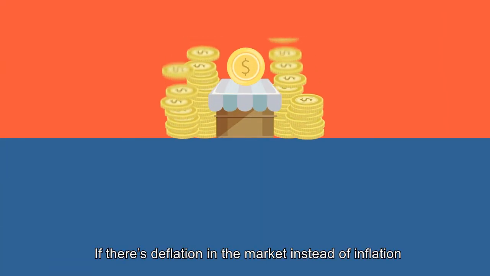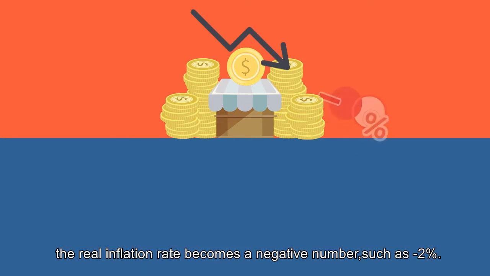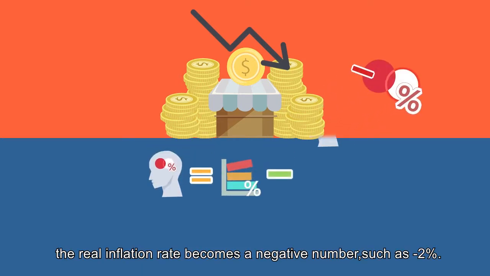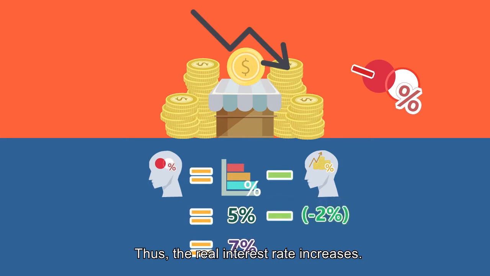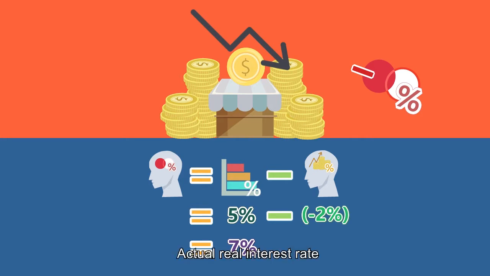If there's deflation in the market instead of inflation, the real inflation rate becomes a negative number, such as minus 2%. Thus, the real interest rate increases. Nominal interest rate, 5%, equals actual real interest rate, 7%, plus actual inflation rate, minus 2%. Actual real interest rate equals nominal interest rate minus actual inflation rate. 5% minus negative 2% equals 7%.